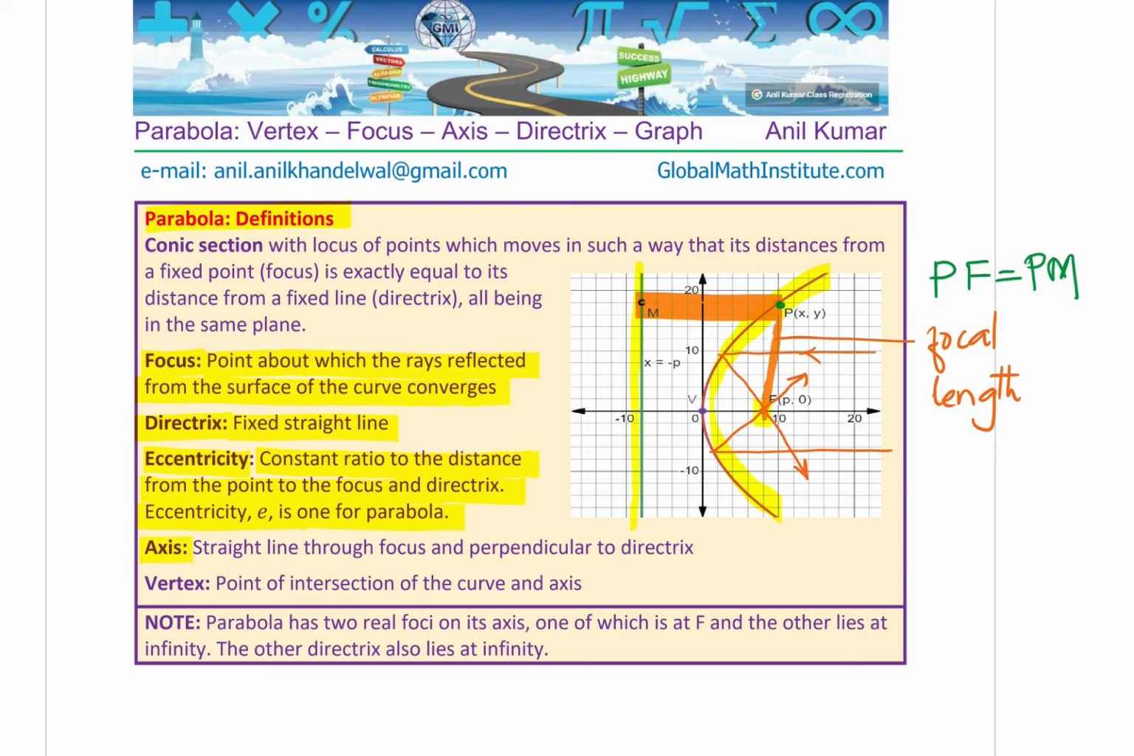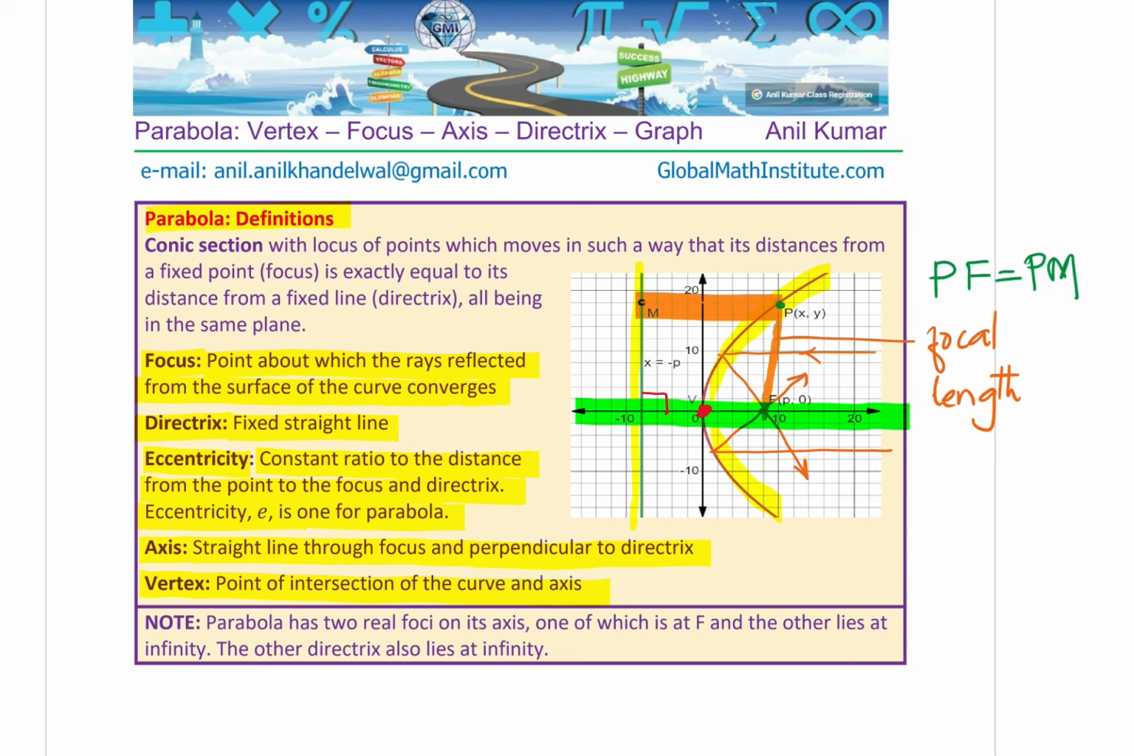Axis. Axis is a straight line through the focus and perpendicular to the directrix. In this particular case, the axis is the line which is shown here, which passes through the focus and is perpendicular to the directrix. I hope this basic scenario is clear. Vertex is a point on the parabola where the curve and the axis intersect, as shown here by point V.